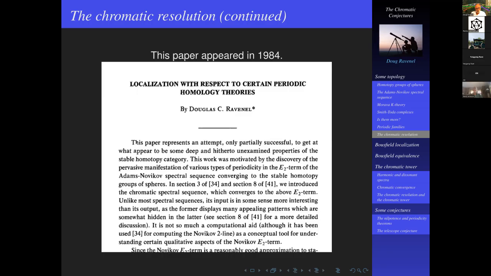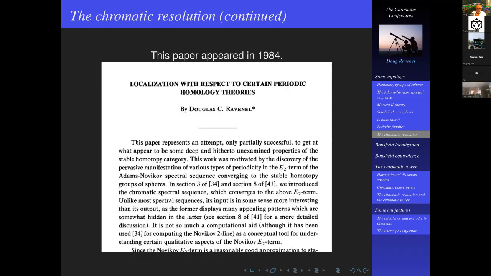And I'm going to read you the opening paragraph of it. This paper represents an attempt, only partially successful, to get at what appear to be some deep and hitherto unexamined properties of the stable homotopy category. This work was motivated by the discovery of the pervasive manifestation of various types of periodicity in the E2 term of the Adams-Novikov spectral sequence, converging to the stable homotopy groups of spheres.